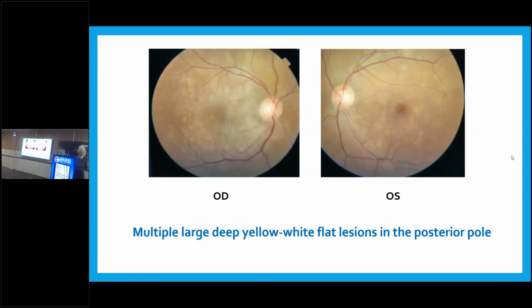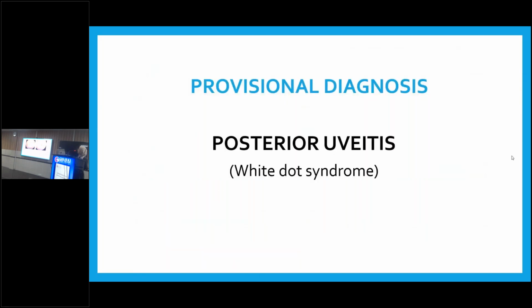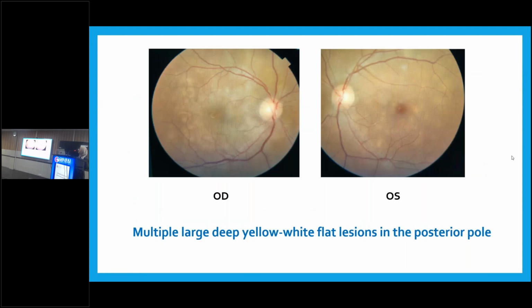As you can see in the fundus picture of these patients, in both the eyes, there are multiple large, deep, yellow to white, flat lesions present in the posterior pole. As you can clearly see, these lesions are deep and they are located beneath the retinal vessels. The optic nerve contour is disrupted and the margins are blurred, which shows peripapillary elevation. While there is altered foveal reflex in both the eyes, which may explain the decreased vision of the patient.